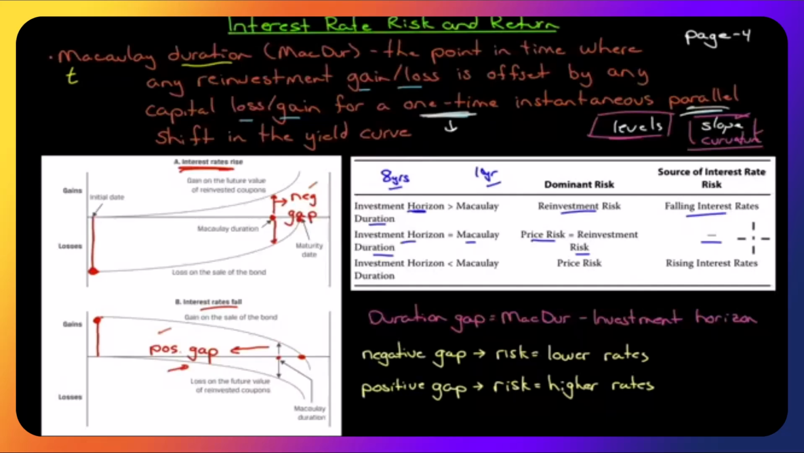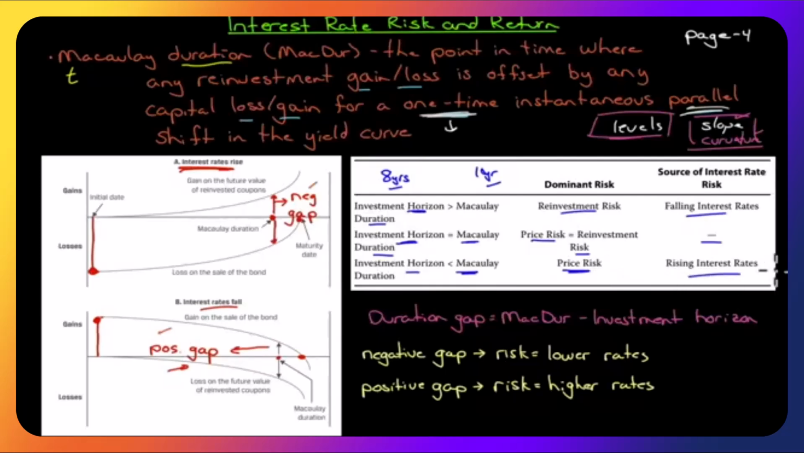Because if rates rise, we have offsetting risks. If rates fall, we have offsetting risks. And if we have an investment horizon that equals the Macaulay duration, since they offset each other, we nullify that interest rate risk. If our investment horizon is shorter than our Macaulay duration, we've got price risk. That is the dominant risk, because we won't be holding the bond long enough for the gain on the reinvestment of coupon to offset the price loss that we realize.